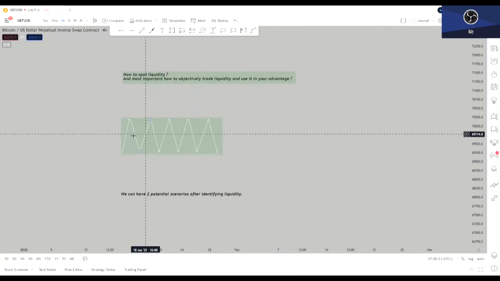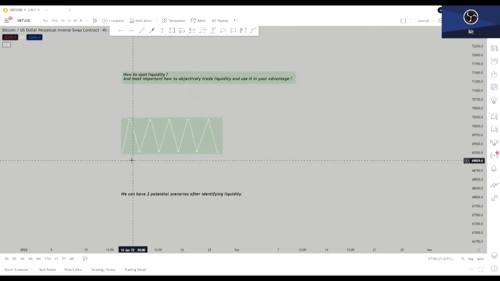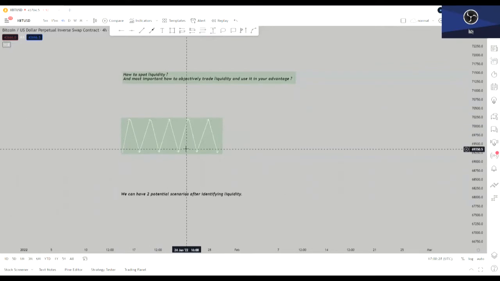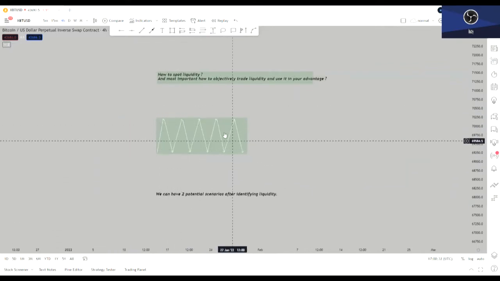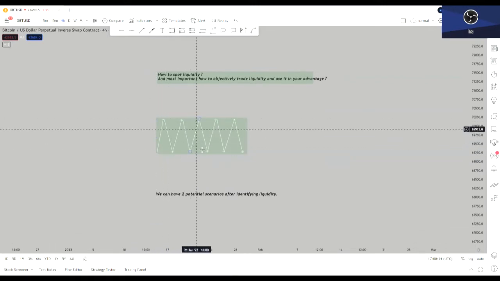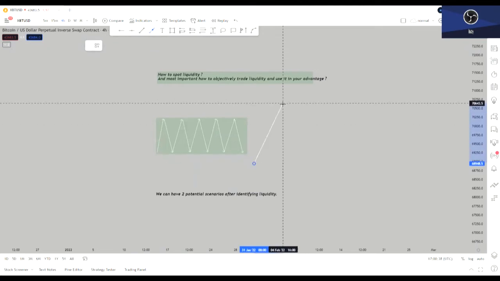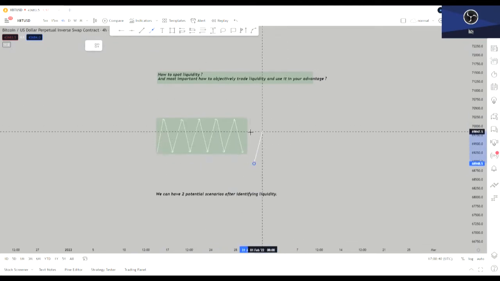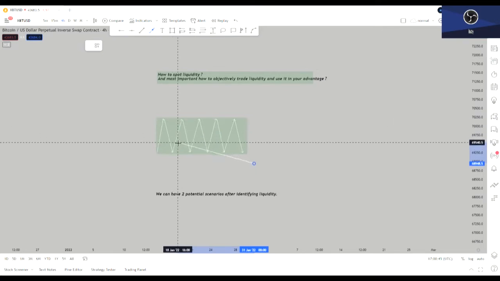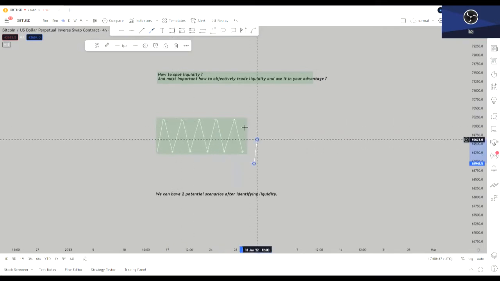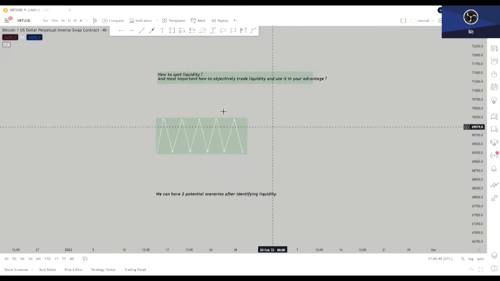Why? This is where big institutions usually accumulate their positions, buys or sells. It's easier for them to accumulate positions when the market is moving in a tight range than when the market is just moving up and down, up and down. It's very easy for them to accumulate in every direction they want, whether sell positions or buy positions. And how can we take advantage of that?